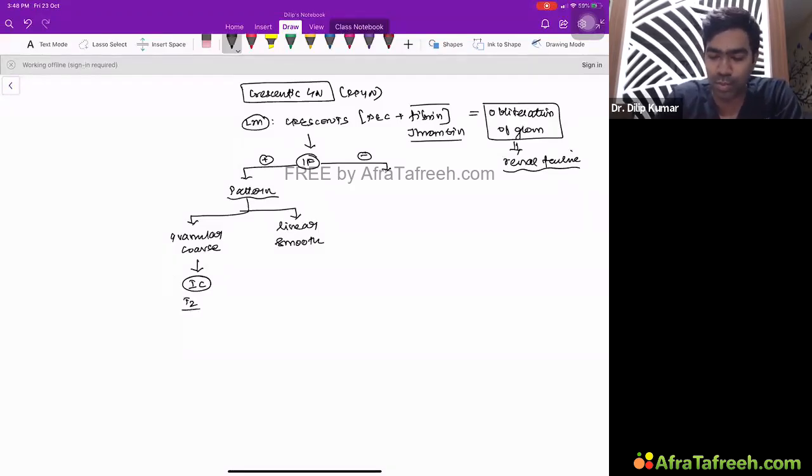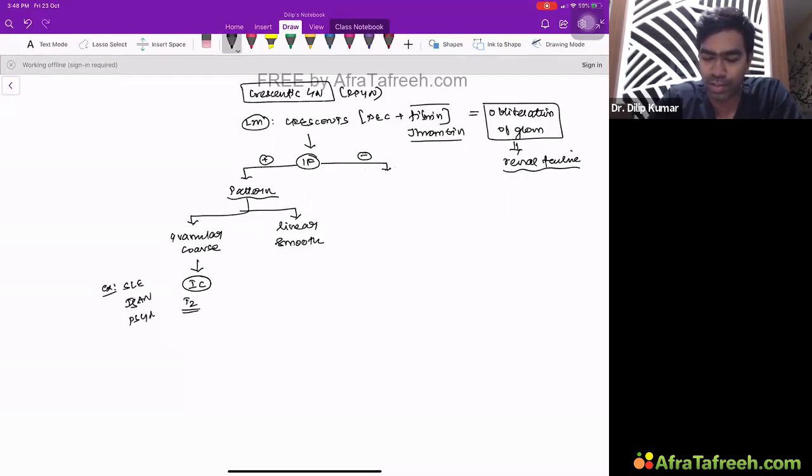That is just a type 2 RPGN. That is granular and coarse, immune complex related. For example, it could be due to SLE, it could be due to IgA nephropathy, it could be due to PSGN itself, or any other cause of APGN. It could be due to Henoch-Schonlein purpura, it could be anything. So we need to evaluate further to find out what is the underlying cause.